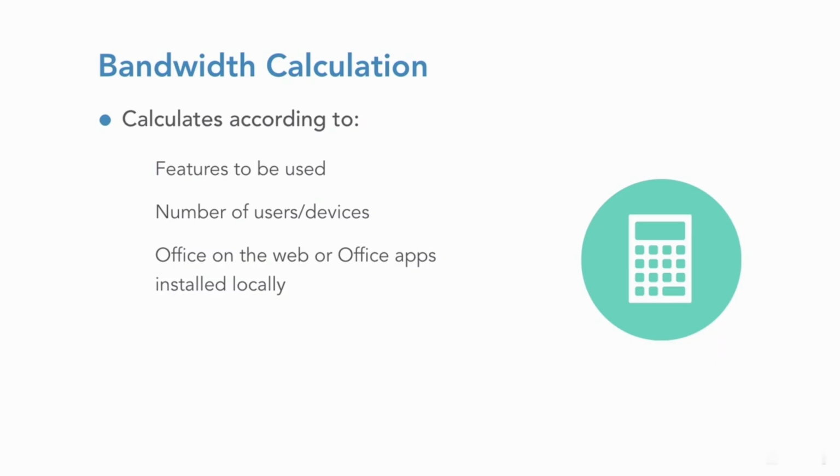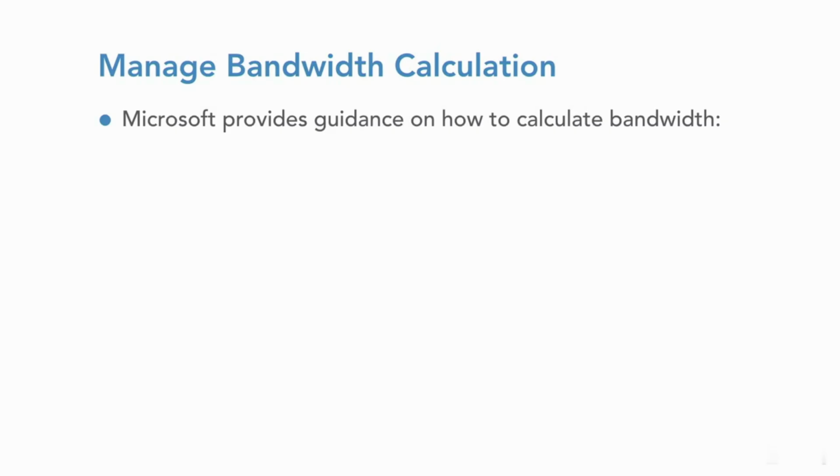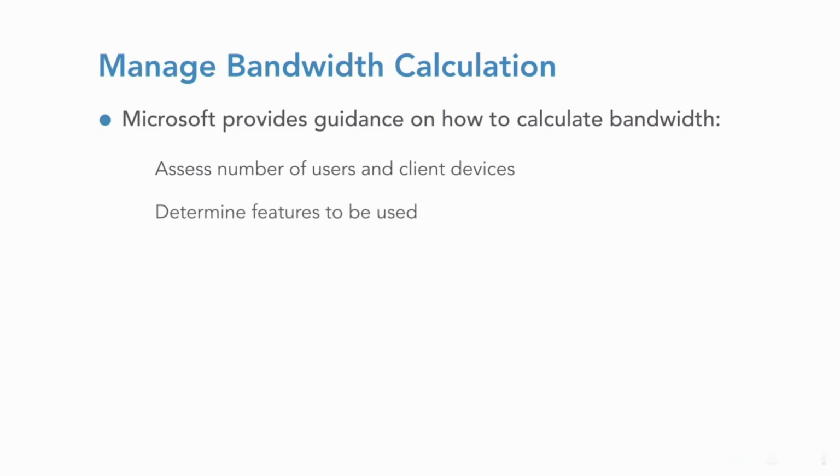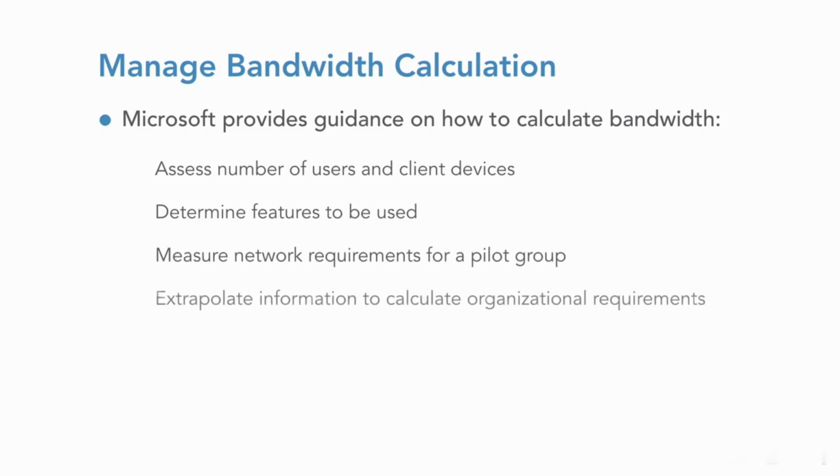For example, many colleges will use an F1 license for Office Online, and the file type and typical file size used within your organization. Microsoft also provides guidance so that you can calculate the bandwidth. Microsoft recommends estimating bandwidth by completing the following steps. Assess the number of users and client devices. Determine the Office 365 features that you'll use. Measure the network requirements for a pilot group of client machines. And then extrapolate the information from the test group for the network requirements for your whole organization.